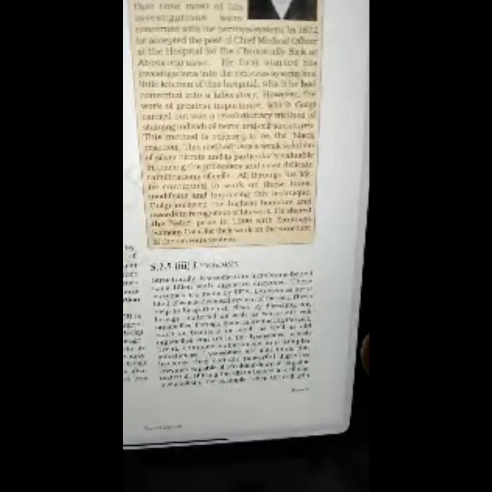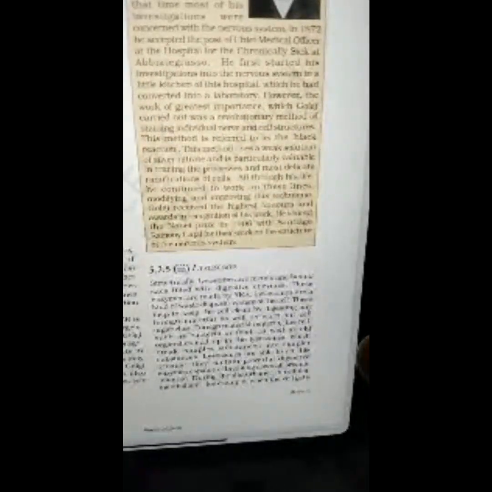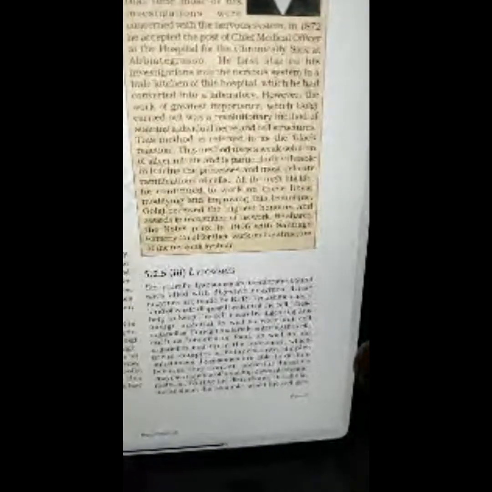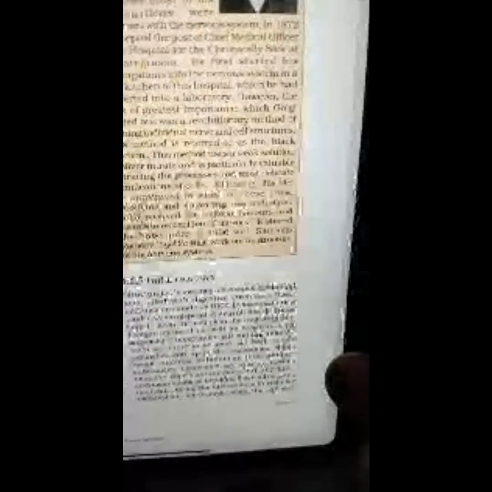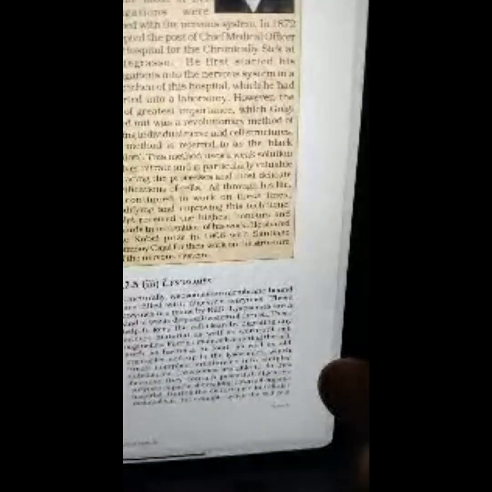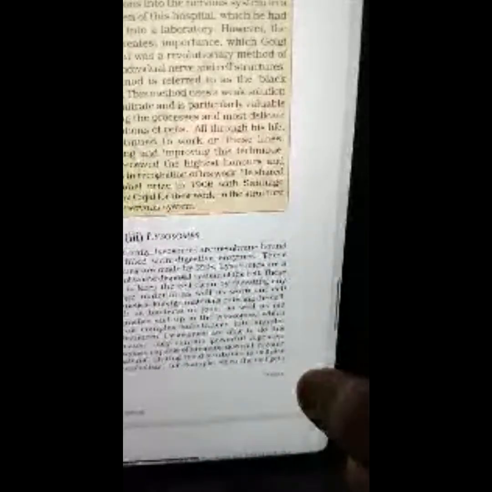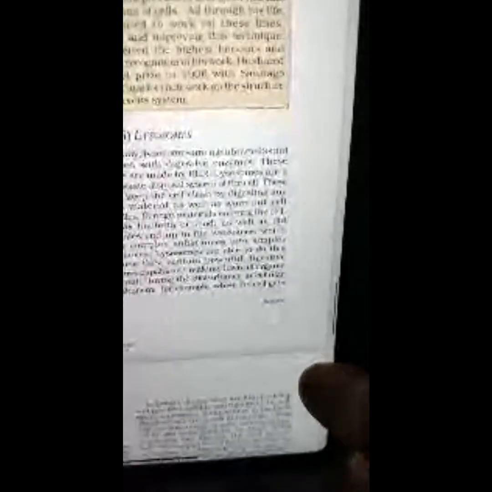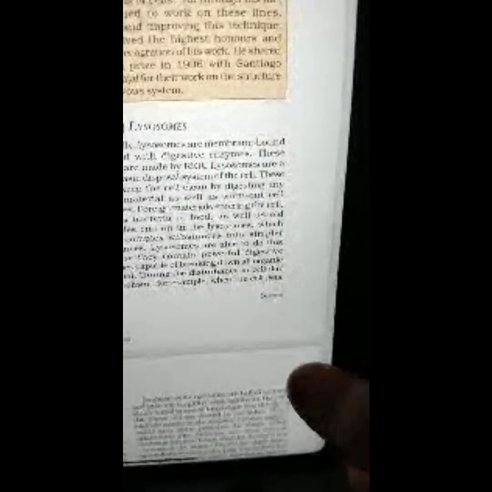Lysosomes. Structurally, lysosomes are membrane bound sacs filled with digestive enzymes. Lysosomes are a kind of waste disposal system of the cell. They help to keep the cell clean by digesting any foreign material as well as worn out cell organelles. Foreign materials entering the cell, such as bacteria or food, as well as old organelles, end up in the lysosomes, which break complex substances into simpler substances. Lysosomes are able to do this because they contain powerful digestive enzymes capable of breaking down all organic material.